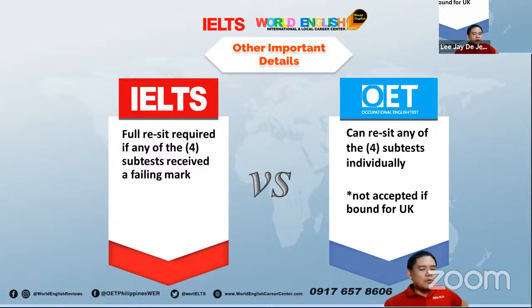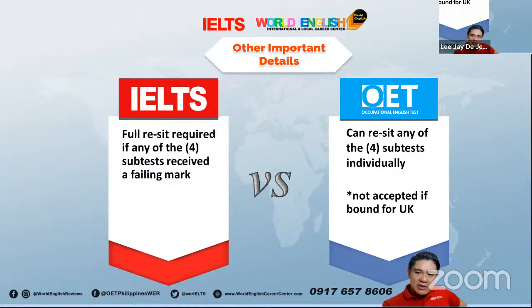It's a little bit different for OET because if you fail any of the subtests, you can choose just to take that specific test. Kunwari, let's pretend that you pass your listening, your writing, and your speaking. You only failed in the reading test. Then you can choose just to retake reading. Okay. However, that's not applicable if you're bound for the UK. If you're bound for the UK, then you will need to resit everything. But for the other countries like Australia, the United States, then you're allowed to resit just the failing subtest. Okay.